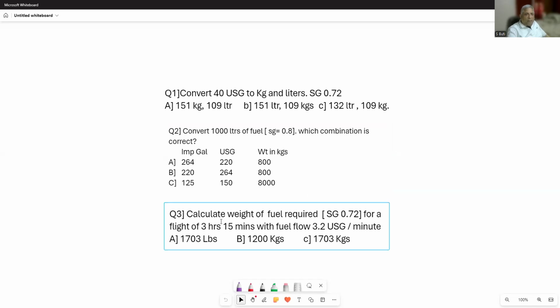And in question number 3, calculate the total weight of fuel required by you for the flight. Specific gravity is 0.72. Your flight is 3 hours 15 minutes. And fuel flow or fuel rate of consumption is given to you per minute, 3.2 US gallons per minute. Now tell me which one of your answers is correct.